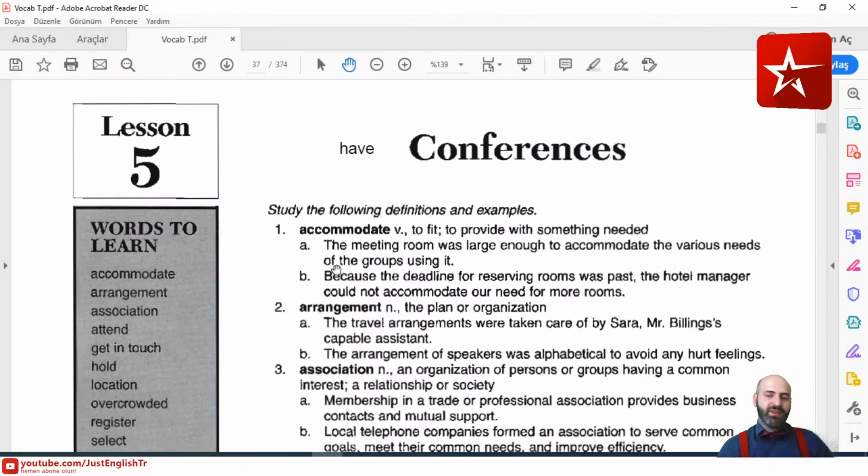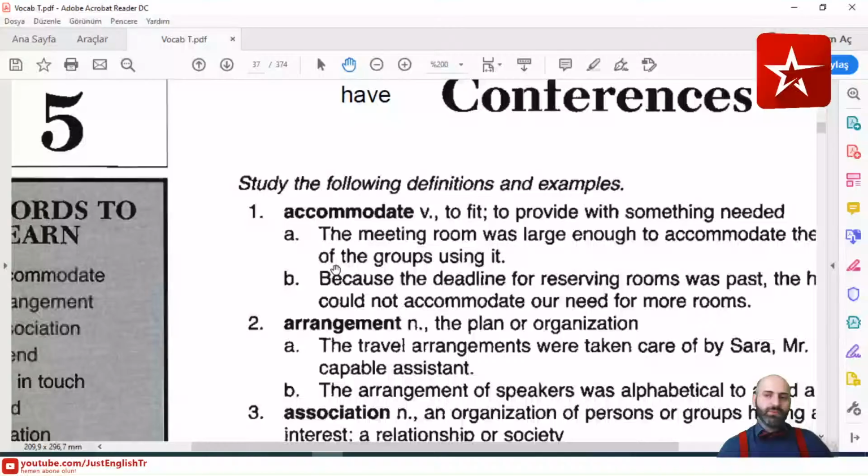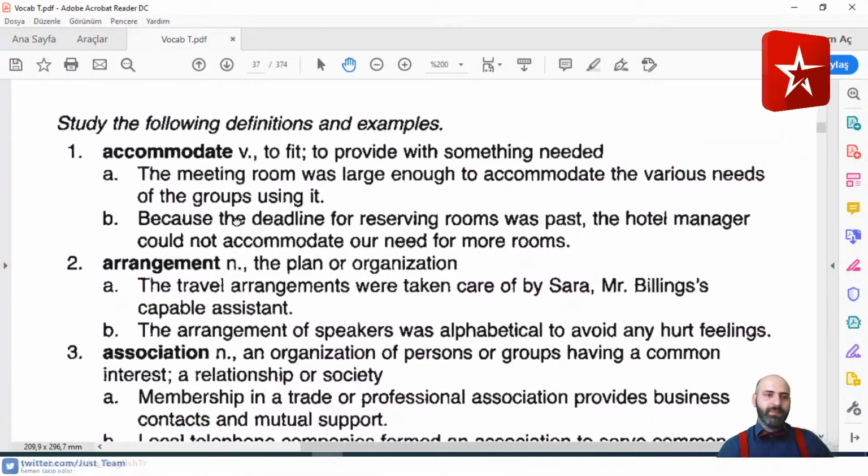Yes, I can zoom the screen if you can't read well. Is it better now? Can you read better now, guys? Okay, good.